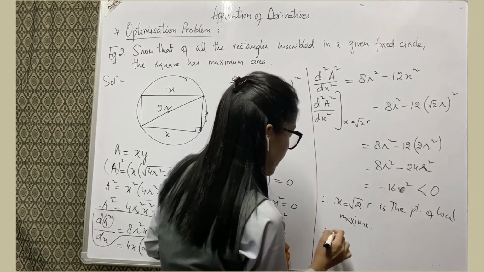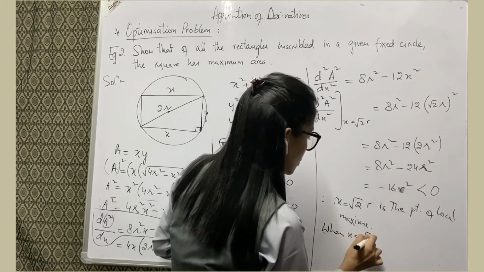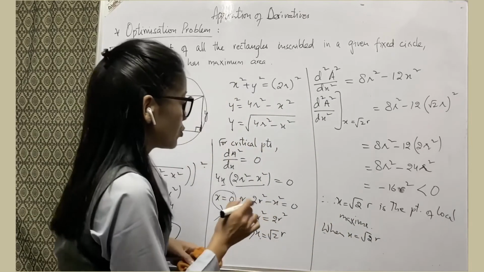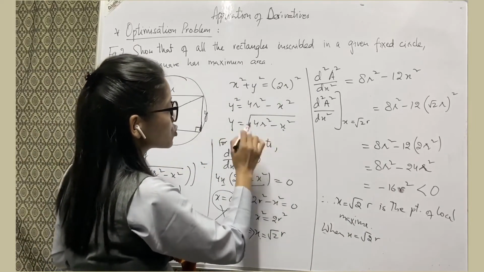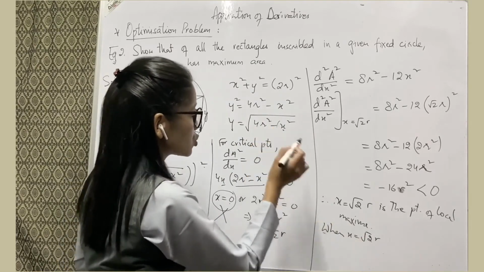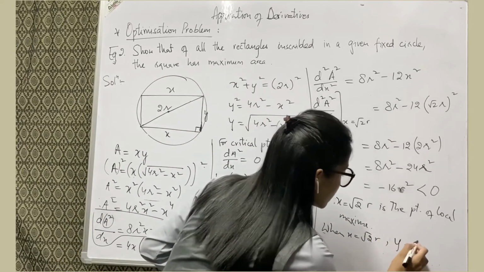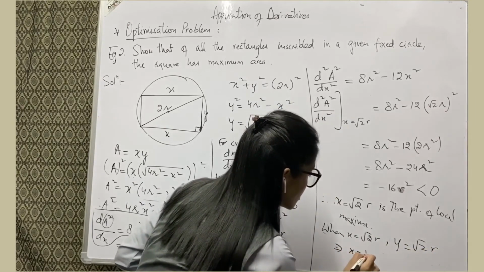So therefore, when x is equal to square root of 2r, now you have to find the value of y. Okay, so you put it here, then you solve it. Instead of x you put root 2r, and then you solve it, you will get y is equal to root 2r, which implies x is equal to y.